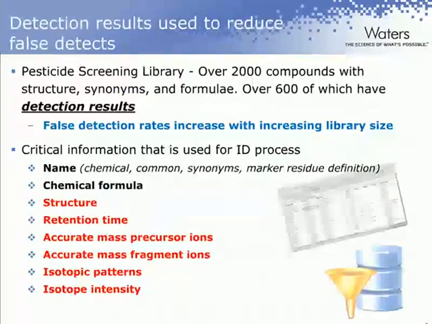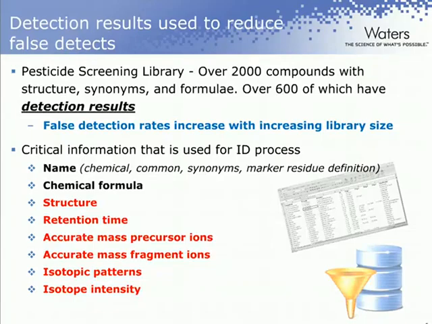So the detection results that we typically use to reduce false detections, well, currently using the Waters TOF screening solution, we have a pesticide library that has over 2,000 compounds with both structures, synonyms, formulae, of which we have over 600 which have detection results. However, I should point out that the greater the size of the library, there is an increase in chance that you will get false detections.